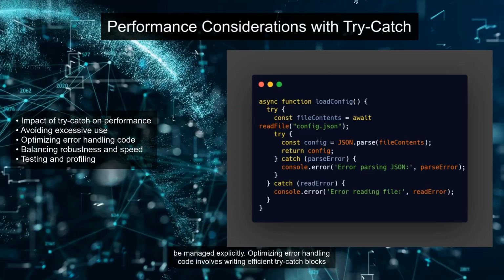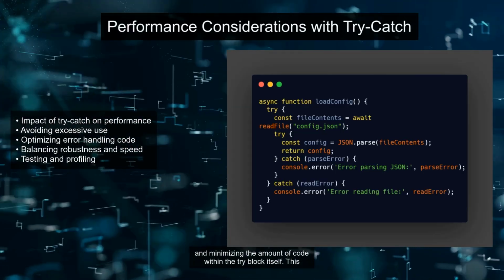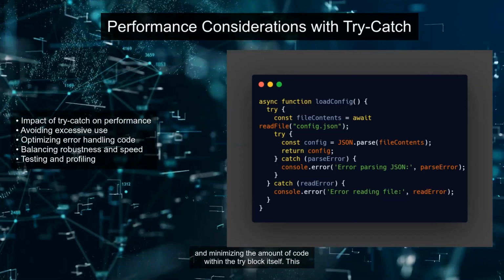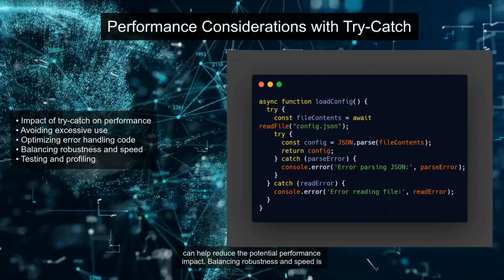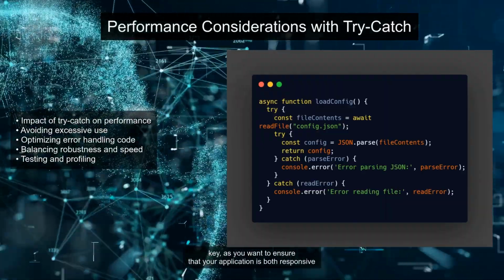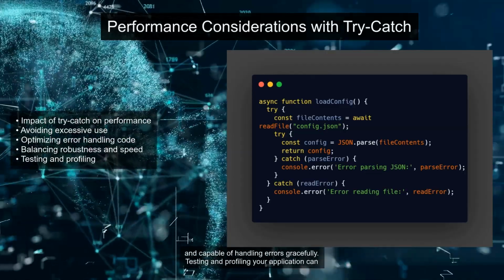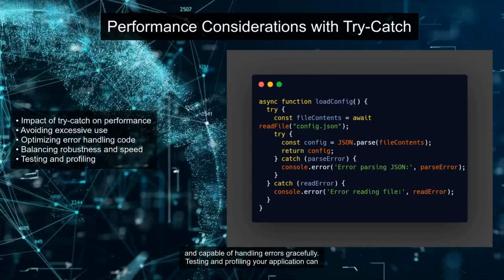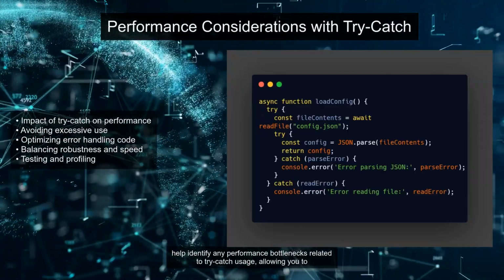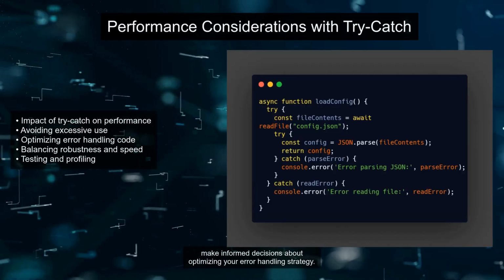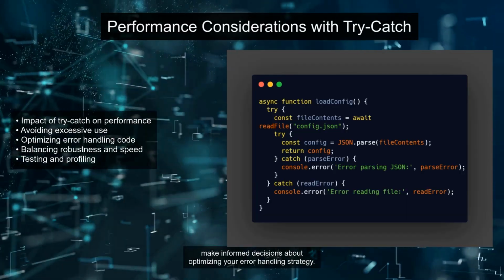Optimizing error handling code involves writing efficient try-catch blocks and minimizing the amount of code within the try block itself. This can help reduce the potential performance impact. Balancing robustness and speed is key, as you want to ensure that your application is both responsive and capable of handling errors gracefully. Testing and profiling your application can help identify any performance bottlenecks related to try-catch usage, allowing you to make informed decisions about optimizing your error handling strategy.